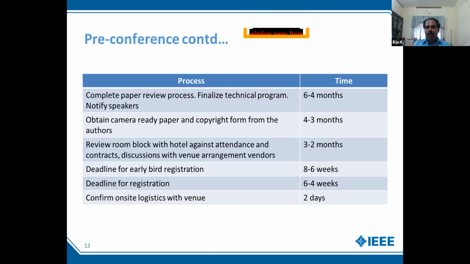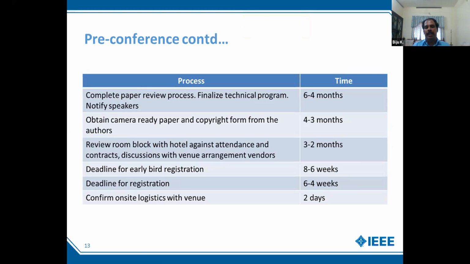Then you complete your paper review process, finalize the technical program, and notify the authors about the acceptance or non-acceptance of their papers. This should be completed at least 4 months before. Ideally, IEEE recommends completing this well before 6 months, depending on the size of the conference. If it is a very big conference with more than, say, 500 authors attending, you should notify the authors very well in advance, probably 6 months before, because these people have to apply for visas and book flight tickets only after getting the notification. So you have to inform them well in advance, and complete the technical program process at least 4 months before.